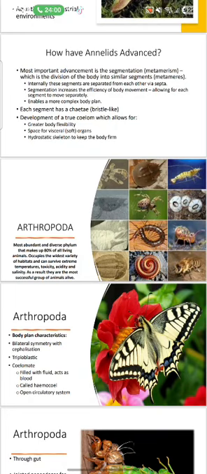So, Arthropoda. These are the most abundant and diverse phylum that makes up 80% of all living animals. It occupies the widest variety of habitats and can survive extreme temperatures, toxicity, acidity, and salinity. As a result, they are the most successful group of animals alive.